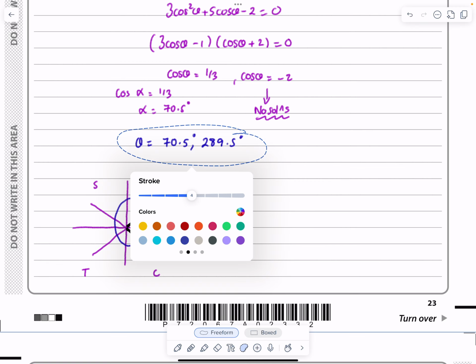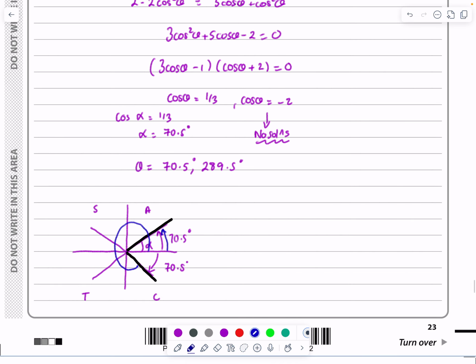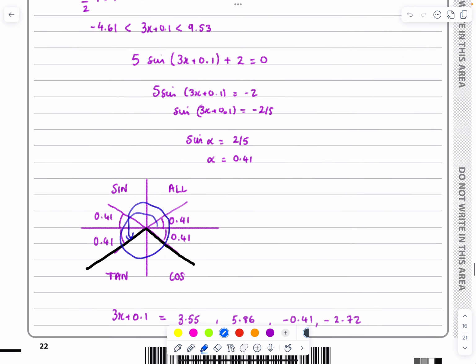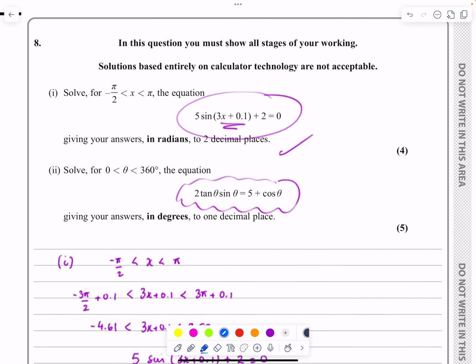So that's the way that we go through and do this equation. We get those 2 answers and those 4 answers. Hopefully that all makes sense for the trigonometry for P2.